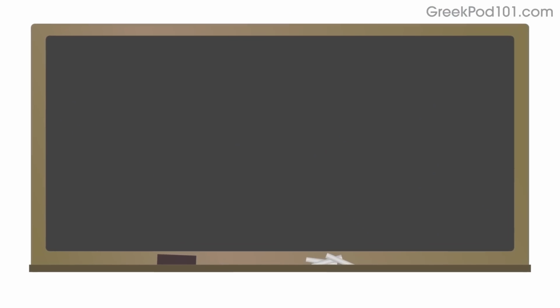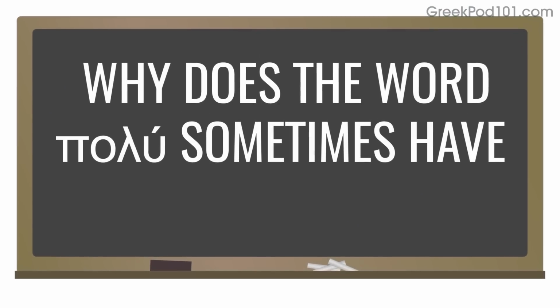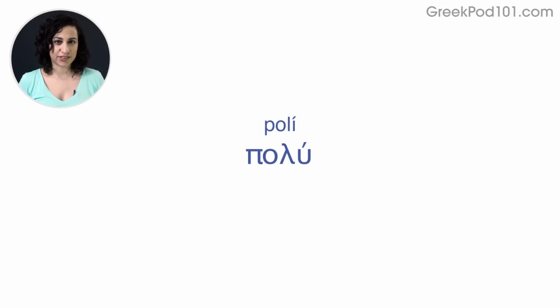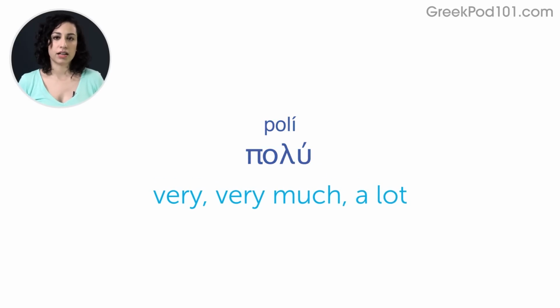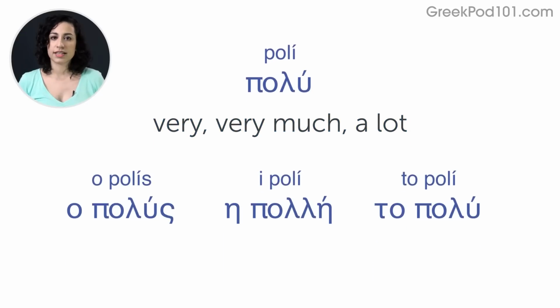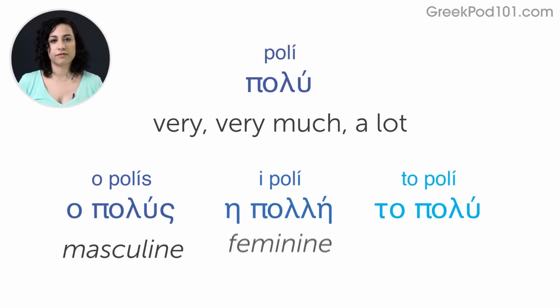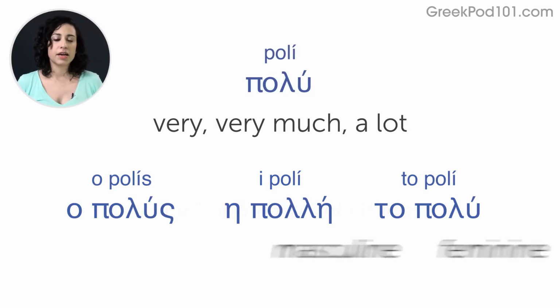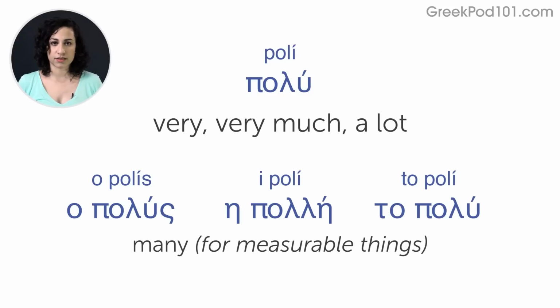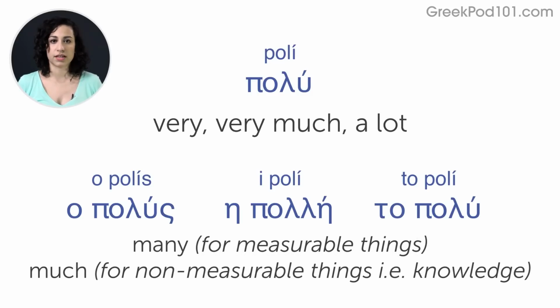The question for this lesson is, why does the word πολύ sometimes have different forms? This is something I get asked a lot. What you need to know about πολύ is that there are two types. First, there's the adverb πολύ, meaning very, very much, or a lot. And second, there's the declinable adjective ο πολύς, η πολλή, το πολύ, in the masculine, feminine, and neuter gender respectively, meaning many for measurable things, or much for non-measurable things, like the noun knowledge, for example.